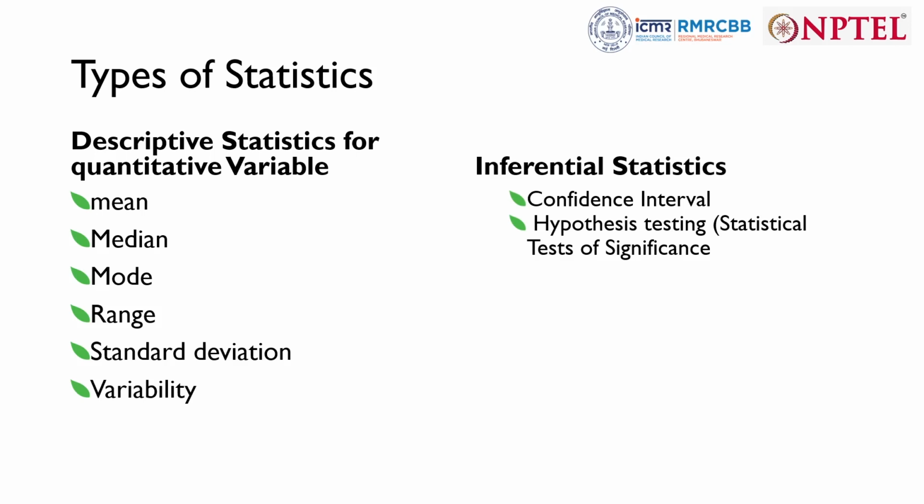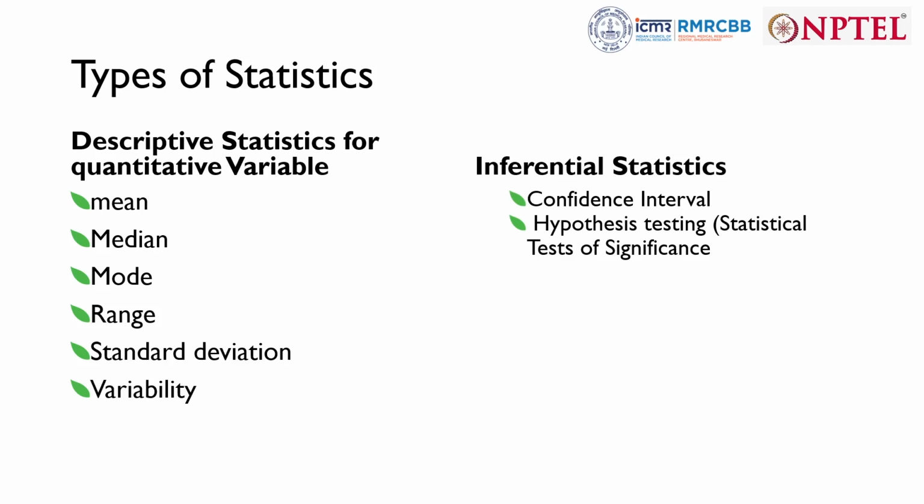And the dispersions may be the range, that means from the minimum to the maximum value, or the standard deviation, or the variability. The standard deviation shows how the individual values deviate from the central value, and that is called the standard deviation. In inferential statistics, there are two things.